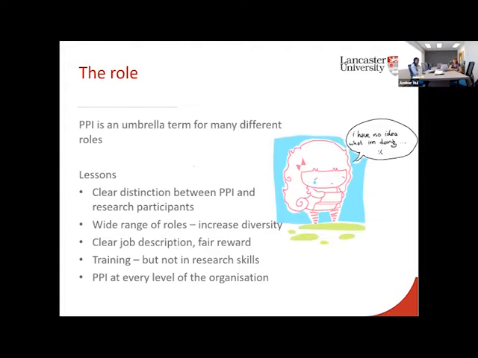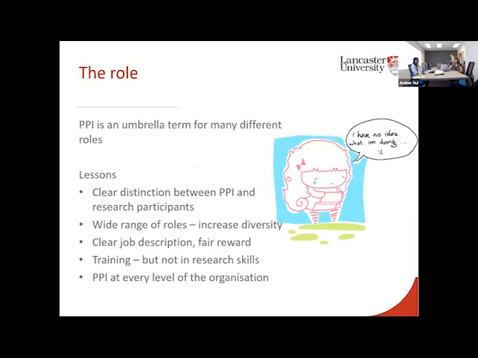Other things that have been really helpful: having a really clear job description with fair reward. And I think reward isn't just about money, but thinking about what makes people feel valued in their role. Training is a big part, and there's a whole other talk we could get into about this, but what do we train people in? If we train people in research skills, to some extent that's really helpful. People need to have an understanding of what's happening, but actually, is that really the most helpful thing? Because we're not training them to become researchers, but we want to train them to be able to contribute to the team. So what do people need training in?